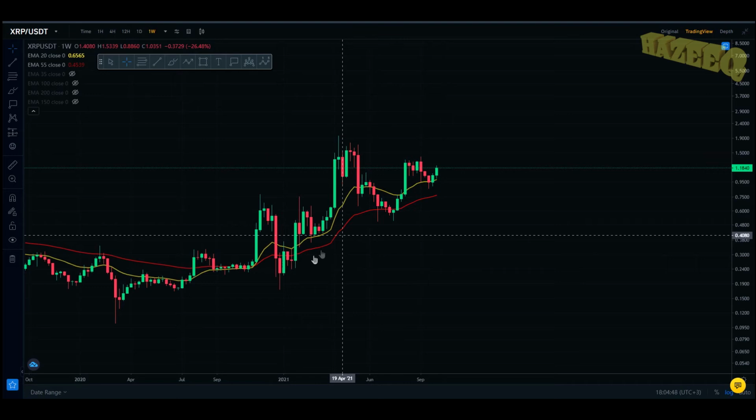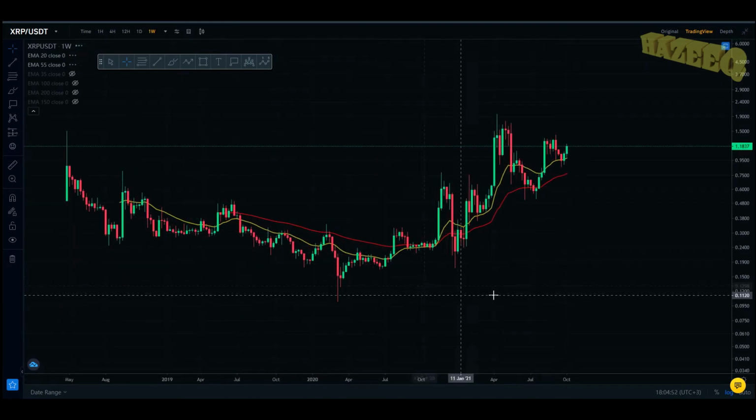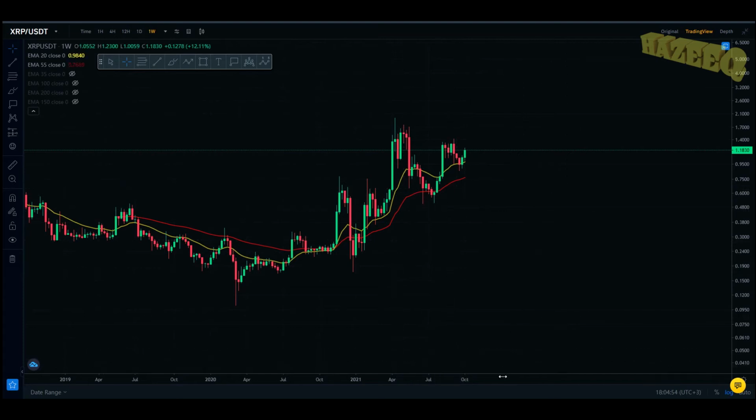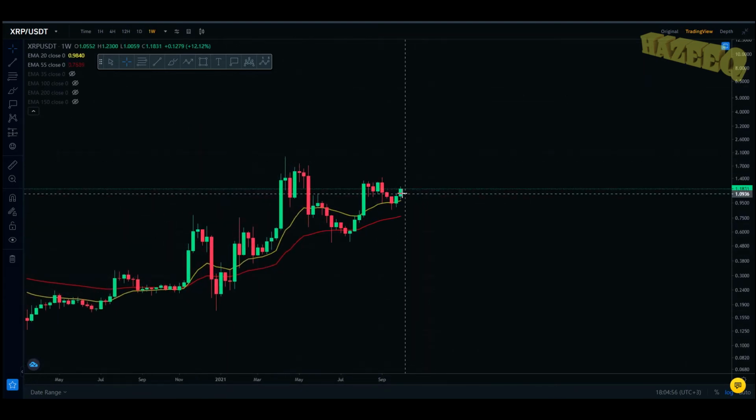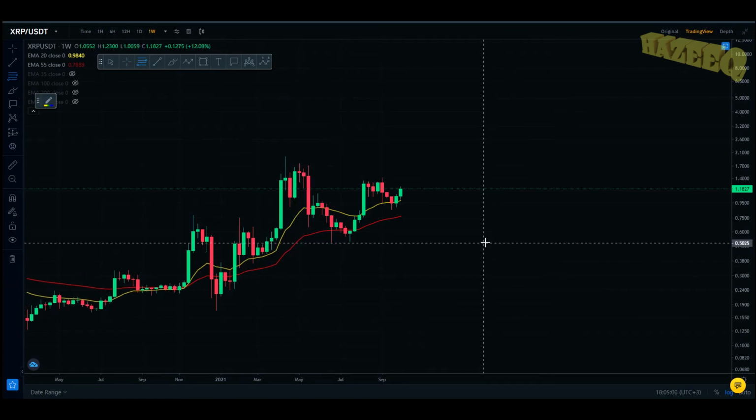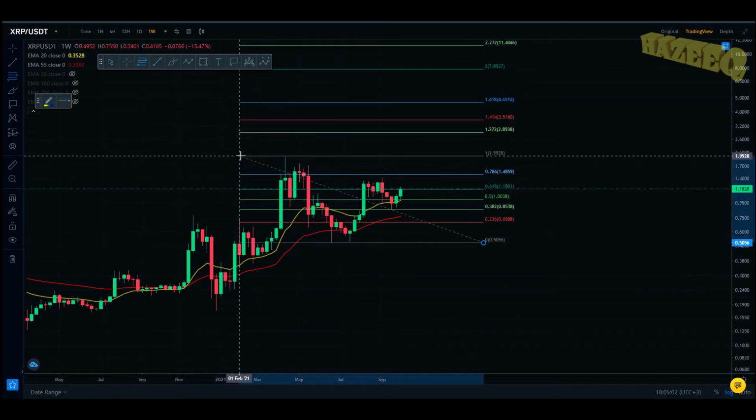That's just my opinion. I think the market makers are going to play it a bit differently and a bit more unexpected for the retail investors, right? So right now, what we want to do is break this high. It's all about breaking the highs, breaking resistance.